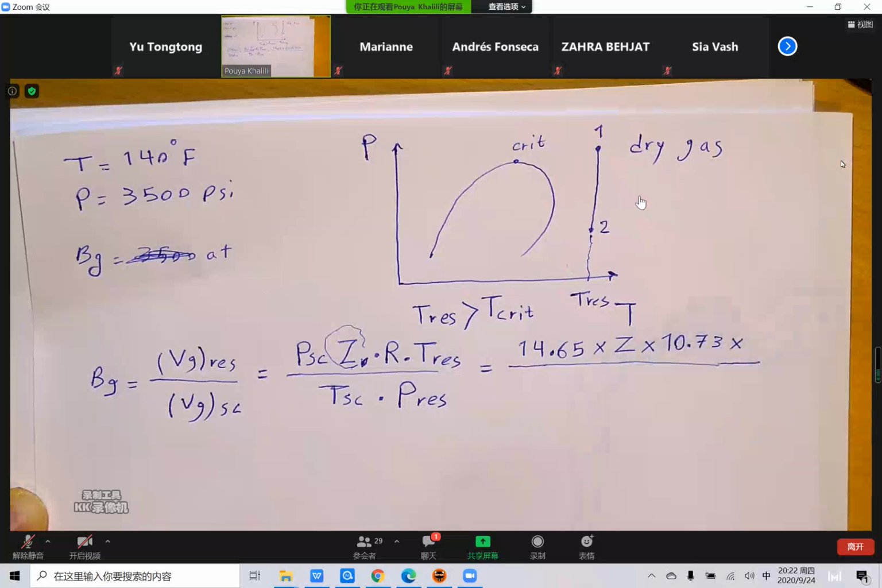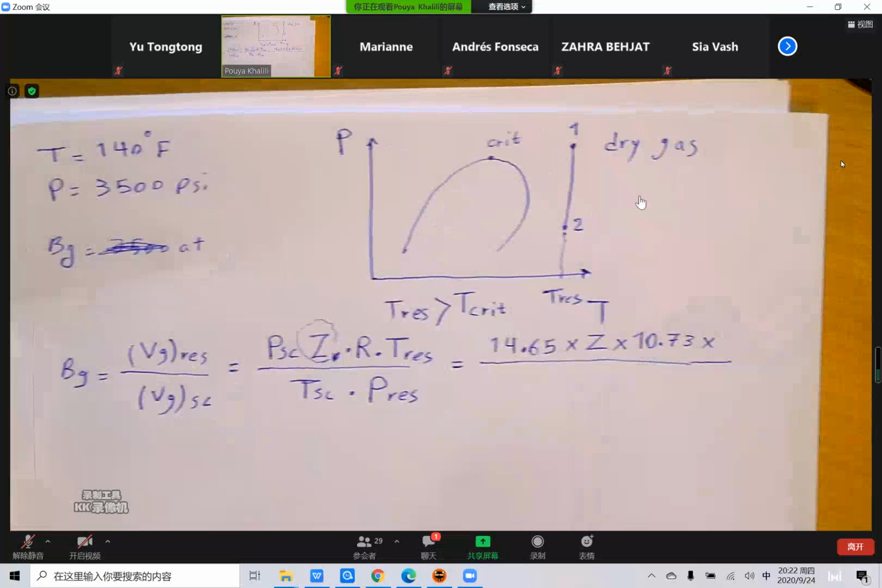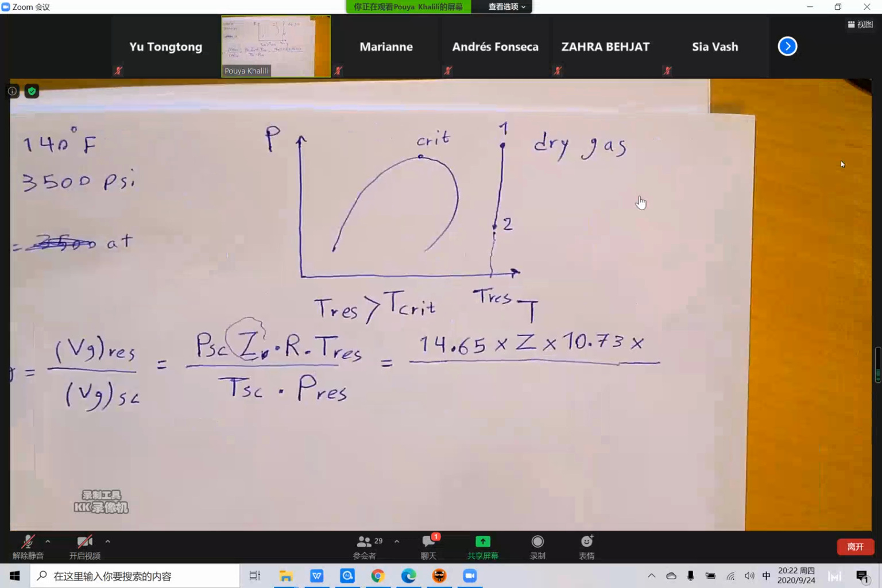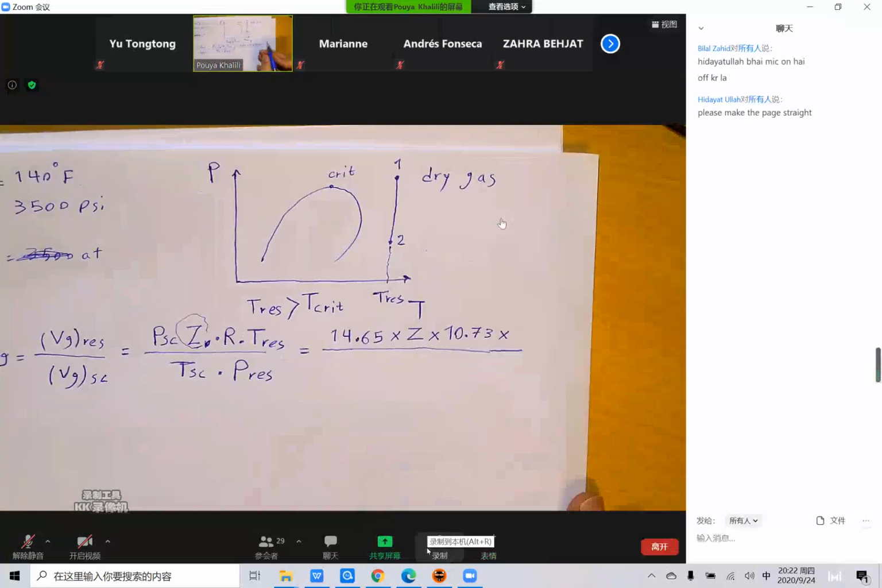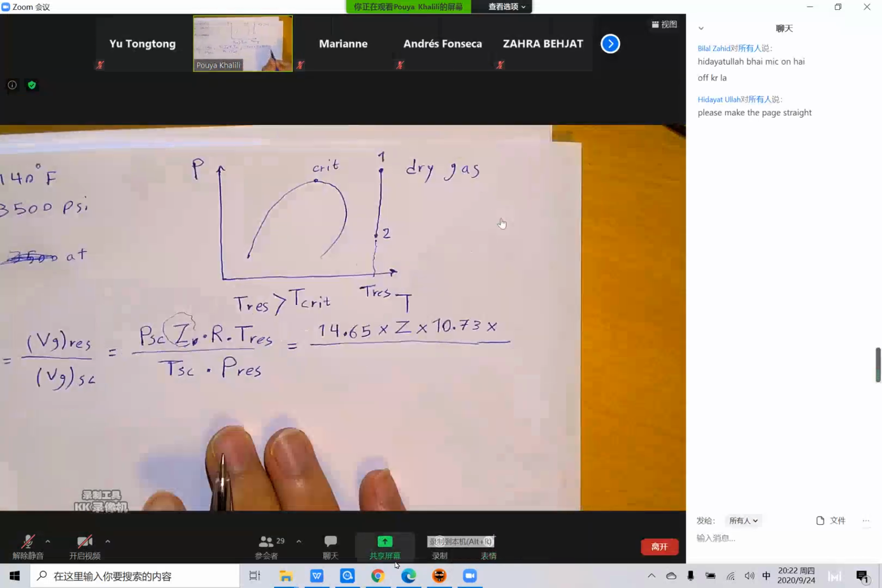Just move the, okay. So maybe you can move it here. Yes. Okay.